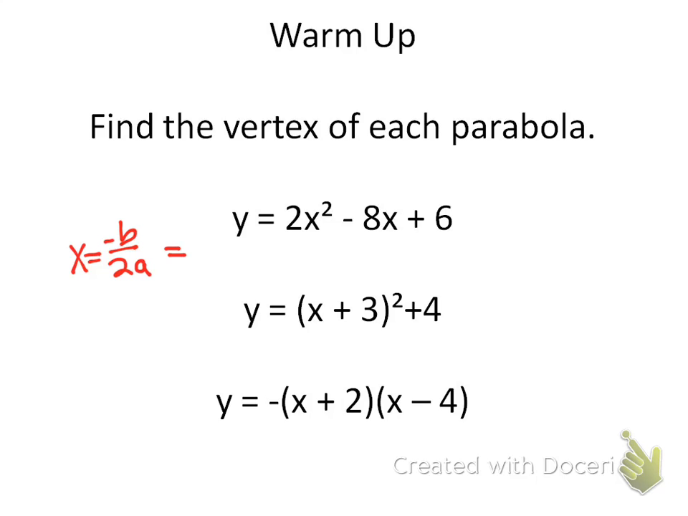So in this case, b is negative 8. So negative negative 8 is 8 over 2 times 2. That's 8 over 4, which is 2. So the x value is 2. How do I find the y value?